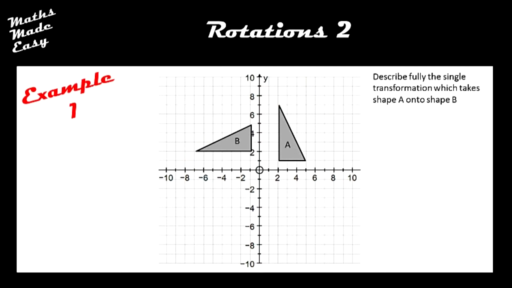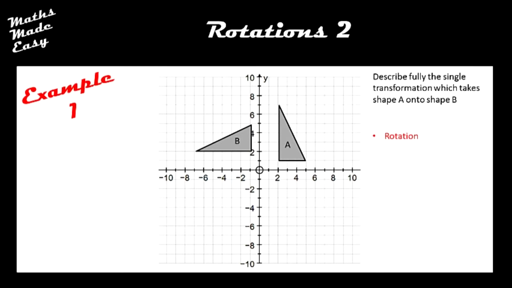So here's an example of two shapes where one is a transformed version of the other one, and you need to describe fully the single transformation which takes shape A onto shape B. So the first thing I'm going to do is look at these two shapes and see if I can work out which of the four transformations has actually happened. And I can see that shape B looks like it's been turned, or it's a spun around version of shape A, so this indicates to me that this is a rotation.